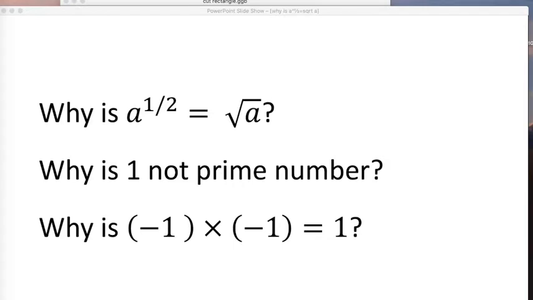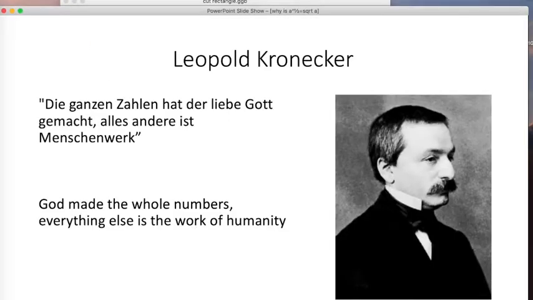But the point about that is that in doing that, we make choices about the definitions and axioms that we use. There's a nice quote from Leopold Kronecker, a 19th century German mathematician, who wrote something that I've translated as: God made the whole numbers, everything else is the work of humanity, which emphasizes the way in which the structure of mathematics that we've created depends on a whole range of human choices.